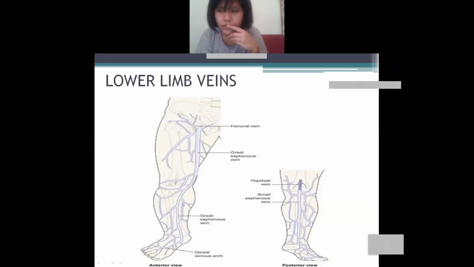Okay, so we were discussing the great saphenous vein, right? The great saphenous vein is the longest vein in the human body. Where do they lie? They lie in the middle portion, in the medial half of the dorsum of the foot. Dorsum of the foot means what? Means this portion, from the half portion. They lie there and they go upwards, in this manner, like that.